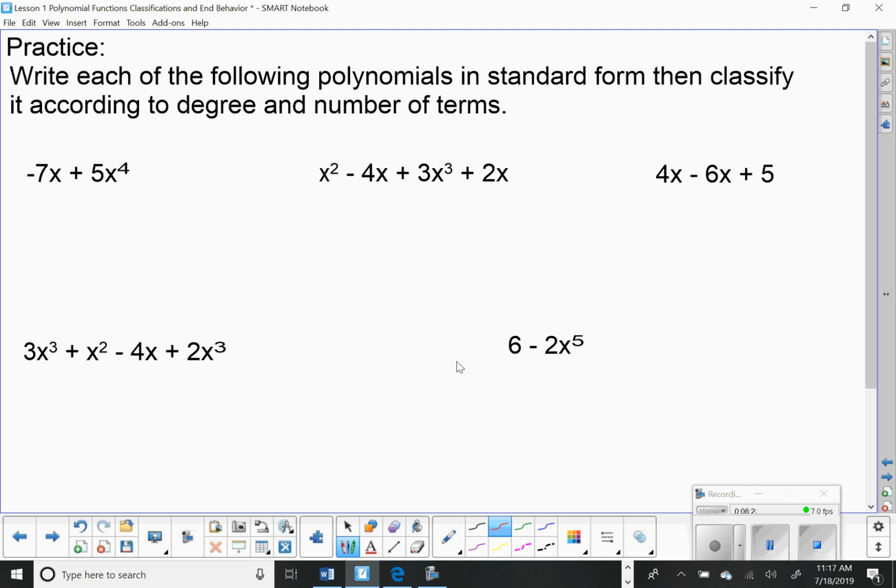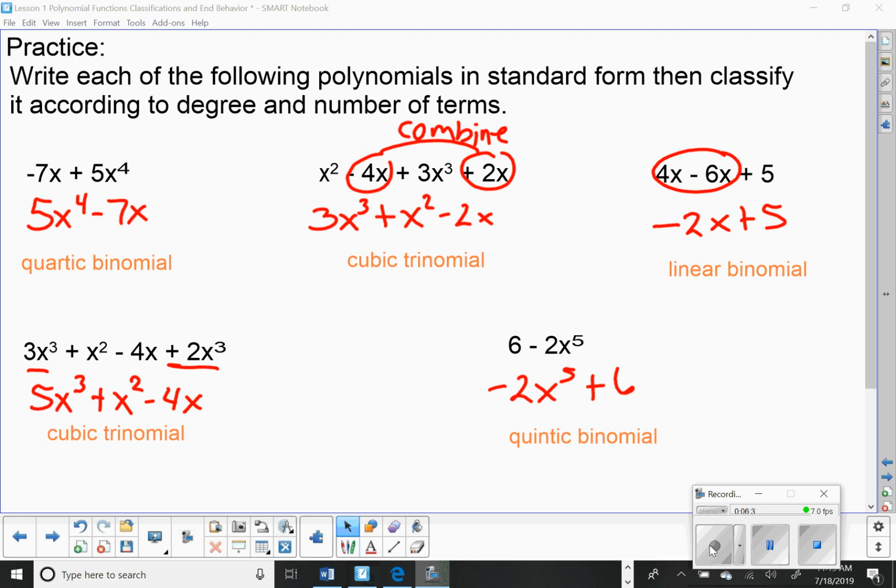Write each of the following in standard form, highest exponent to lowest exponent, then classify it according to degree and number of terms. Go ahead and do that, and then come back. Pause the video. Okay, hopefully you paused the video and then it didn't take too long. Check your answers. Most of them are pretty straightforward.